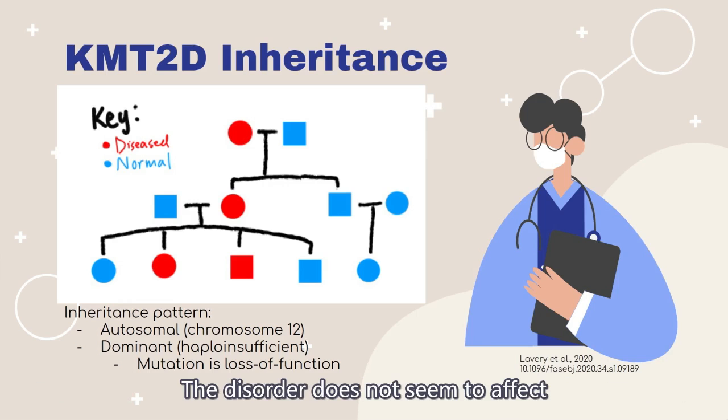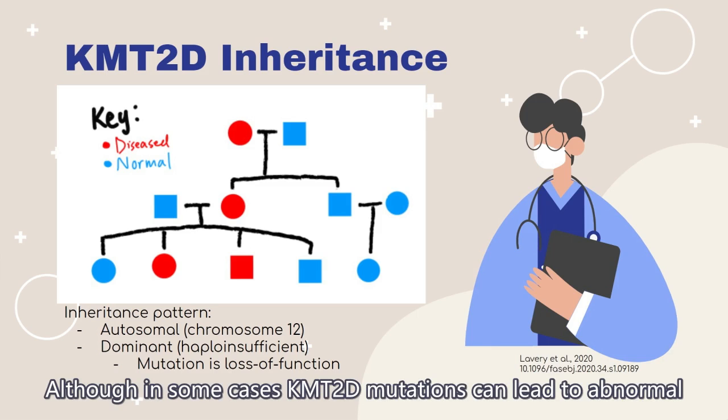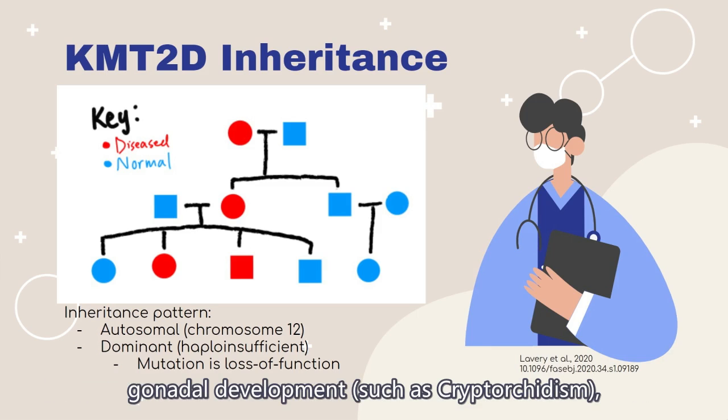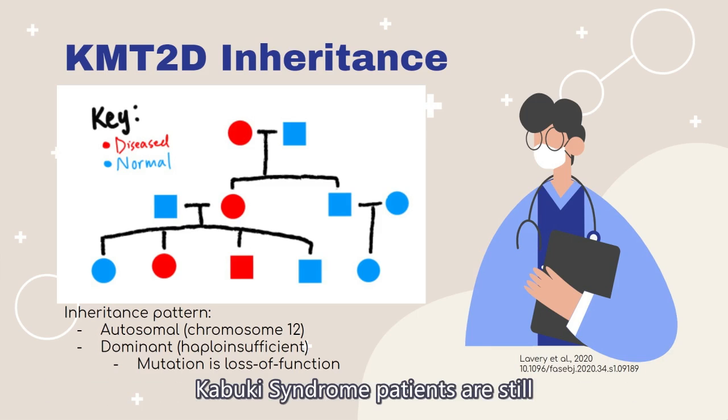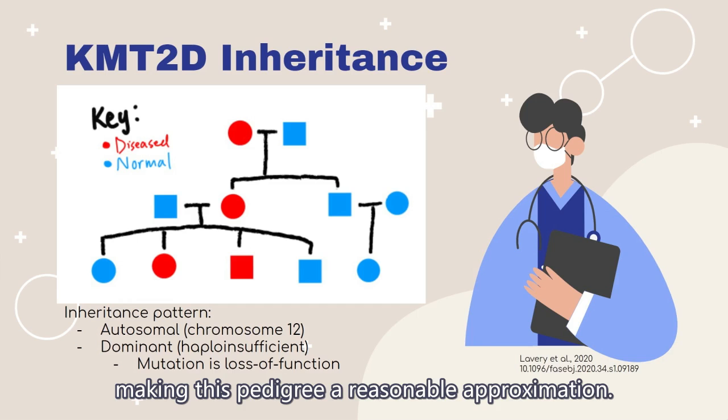The disorder does not seem to affect a patient's lifespan in most cases, although in some cases KMT2D mutations can lead to abnormal gonadal development, such as cryptorchidism. Kabuki syndrome patients are still expected to have normal fertility, making this pedigree a reasonable approximation.